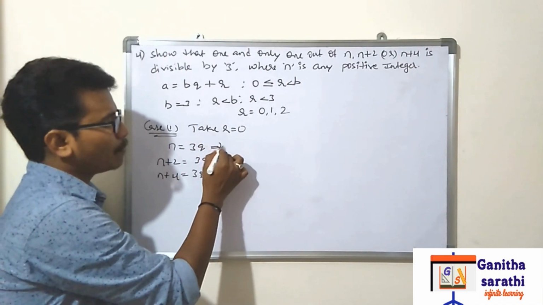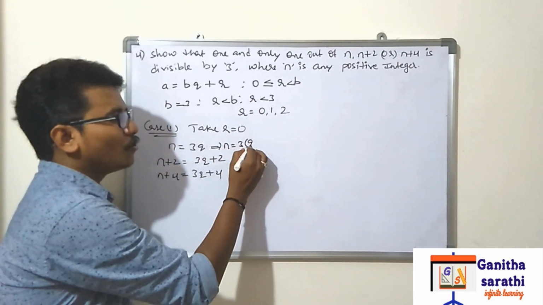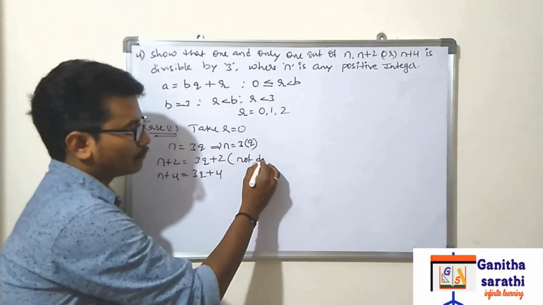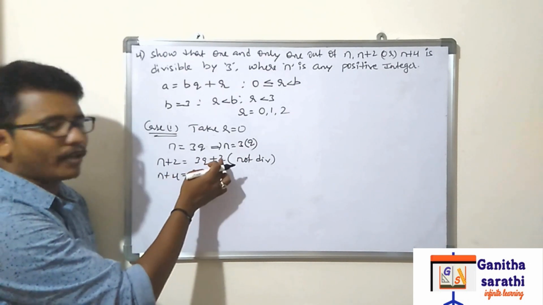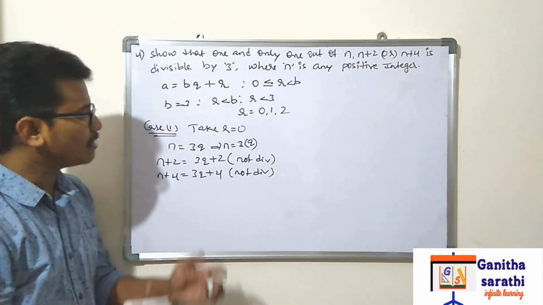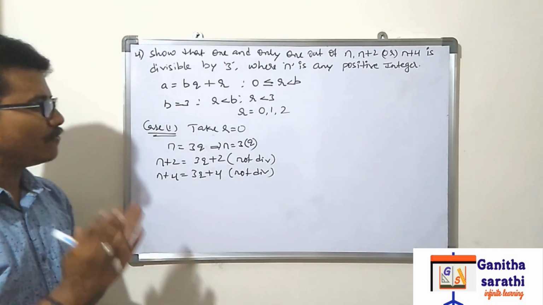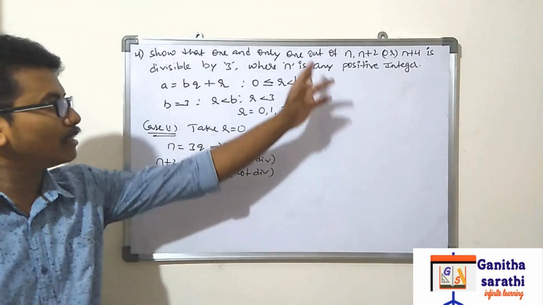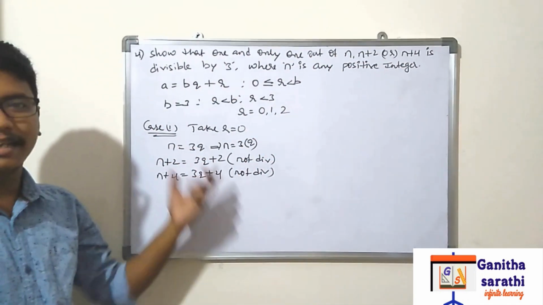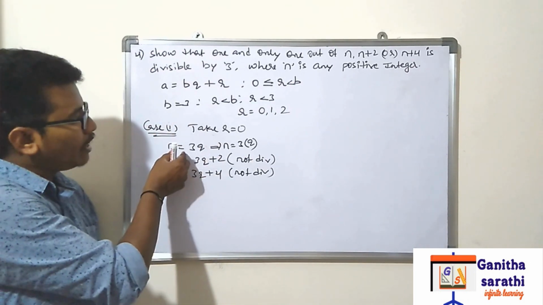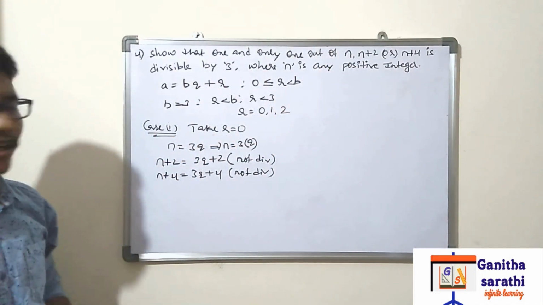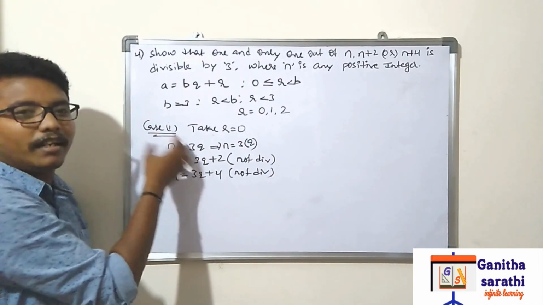So how can we say it is divisible? n is equal to 3q implies n is equal to 3 into q, which means it is divisible by 3. This is not divisible, because 3 is divisible but 2 is not divisible. Here also it is not divisible. So what is he saying? In each and every case we will get only 1 out of 3. That is the question: show that one and only one of these 3 will be divisible by 3. In the first case we got only n equal to 3q divisible by 3, meaning only the n value is divisible. Got it?